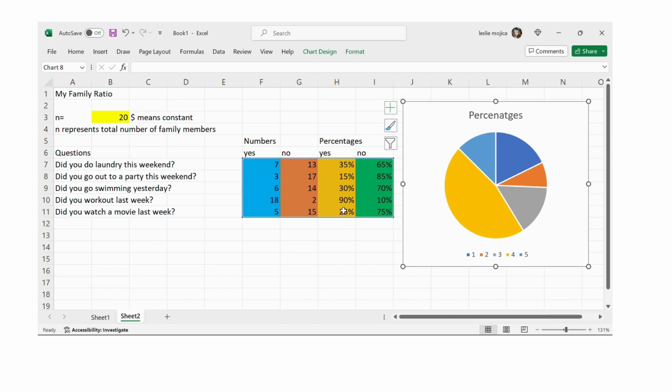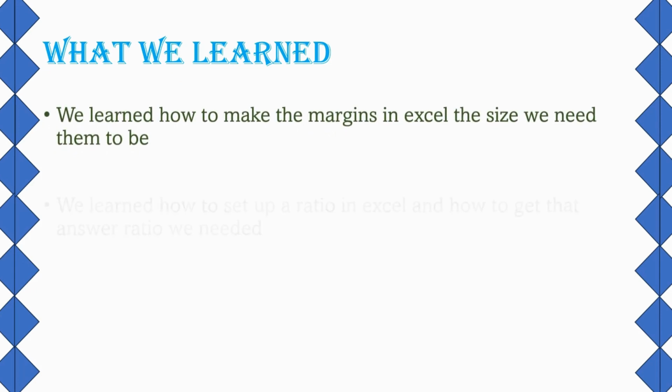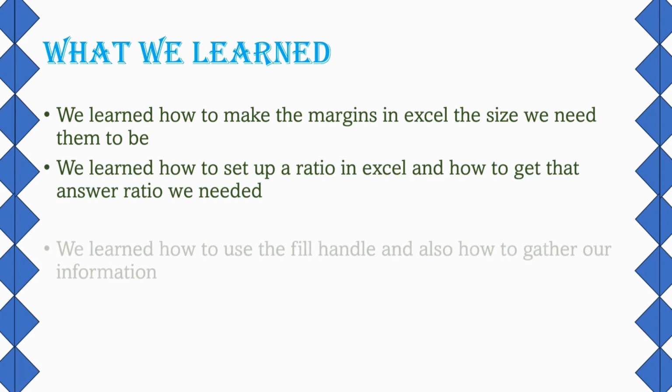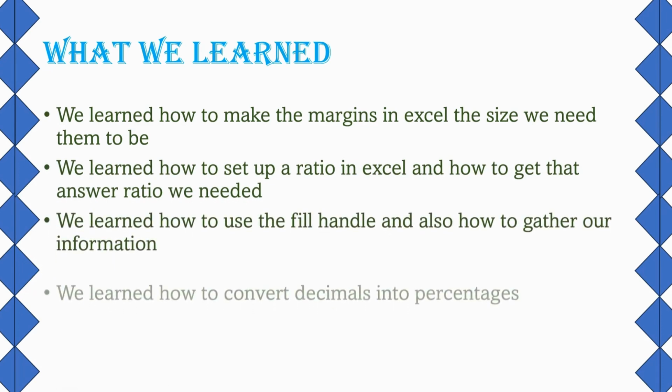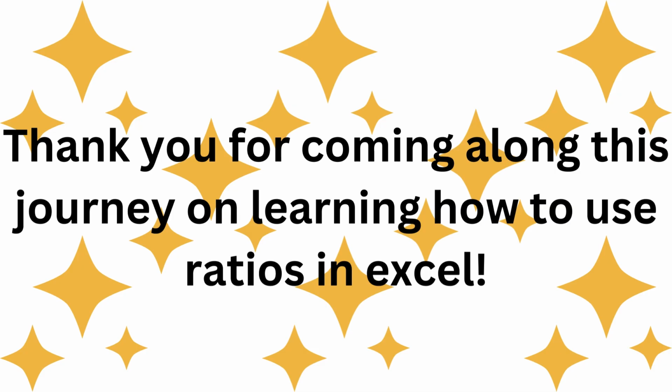What we learned today: we learned how to make the margins in Excel the size we need them to be. We learned how to set up a ratio in Excel and how to get the answer ratio we needed. We learned how to use a fill handle and also how to gather information. We also learned how to convert decimals into percentages and how to insert a pie chart. Thank you for coming along this journey on learning how to use ratios in Excel.